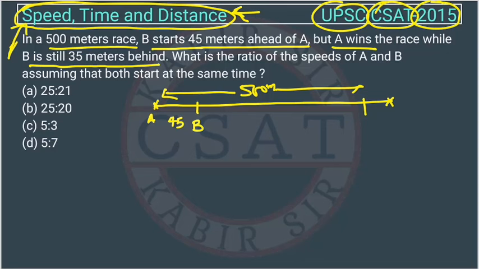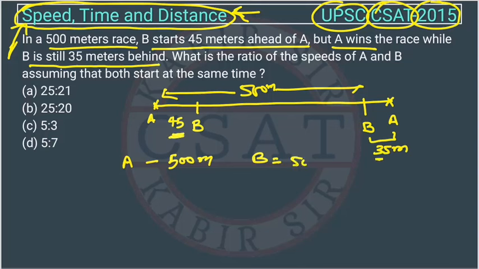So, A is winning the race. A is reaching here, but B is still here, and the distance between A and B here is 35 meters. So A is covering how much distance? A is covering 500 meters, and B is covering how much? B is covering 45 less here and 35 less here.